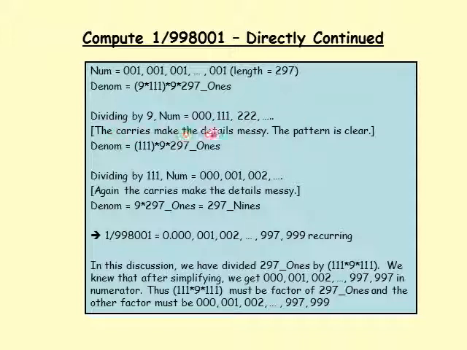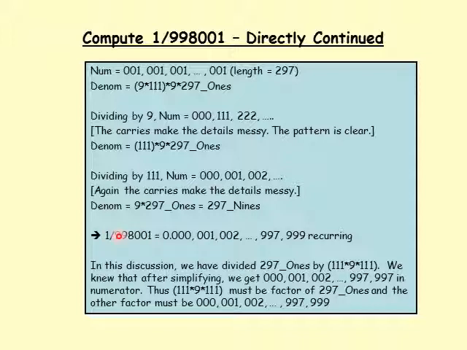Because it carries, the details become messy, but the pattern is clear. The denominator: we are going to divide by 9, so this 9 disappears. So we have 111 times 9 times 297 ones. Now, in the denominator, we have to get rid of this 111 here. So we divide by 111, both the numerator and denominator. Its numerator is 000, and 111 becomes 001, 222 becomes 002, and then 003. Again, carries make the details messy, but the pattern is still clear. So the denominator is 9 times 297 ones, equal to 297 nines.